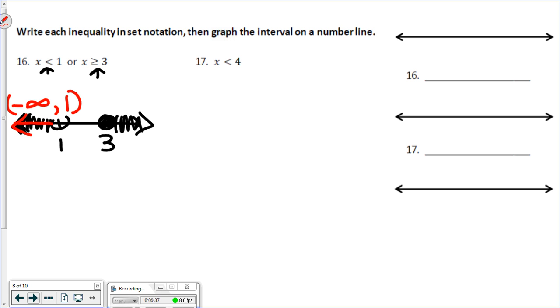Then I have my or. I have a bracket because there's a closed circle now. And that's on a 3. Now, I'm shading off to the right. Any number that could possibly be bigger than 3, so that goes off into my positive infinity direction. So that would be interval notation, and graphing.